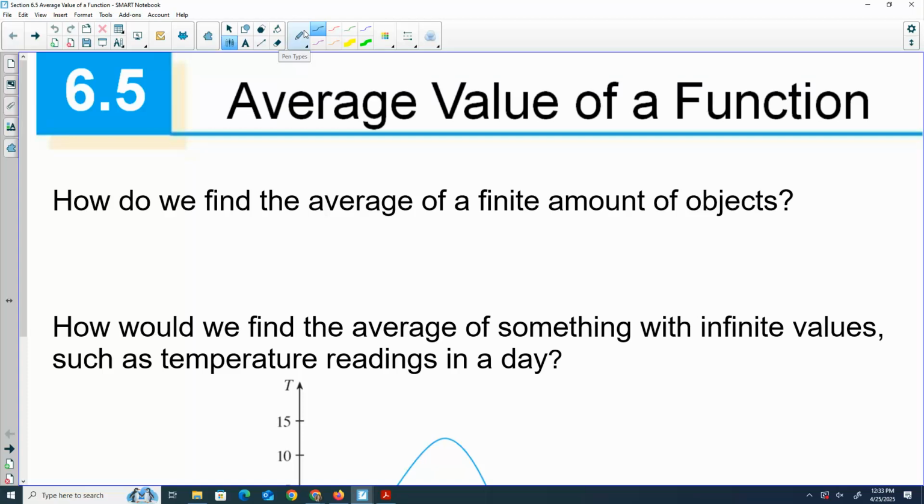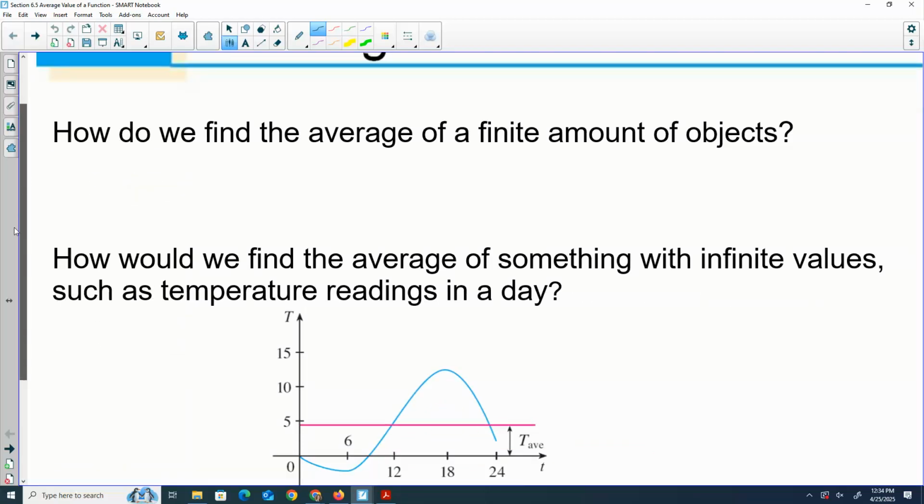Okay. So averages. In general, how do you find the average? Add all the things and then divide them by the number of things. Okay, so we're used to finding averages where you add up everything, divide by the number of objects, right? If you want your average test score, you add up all your test scores, divide by the number of tests you've taken. However, if I want something with infinite values, I can't just add them all up.